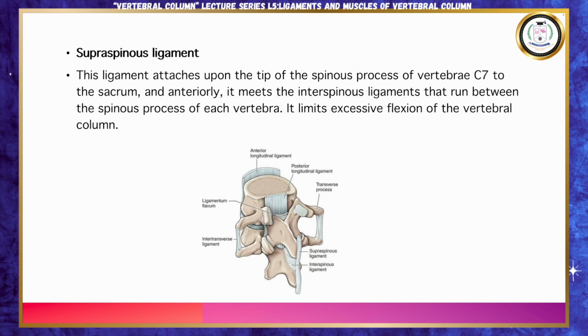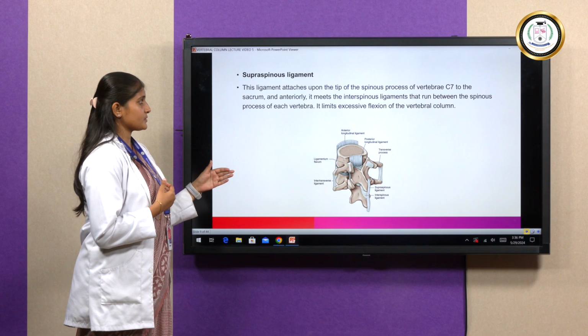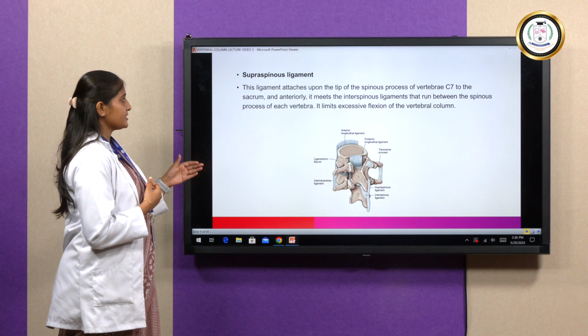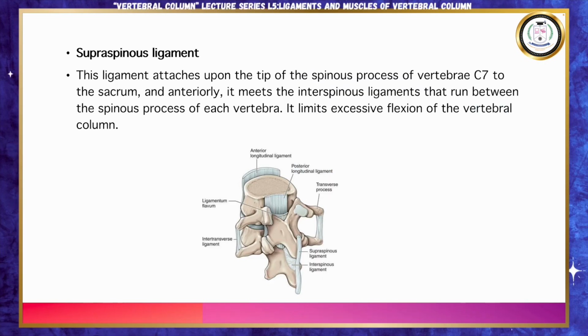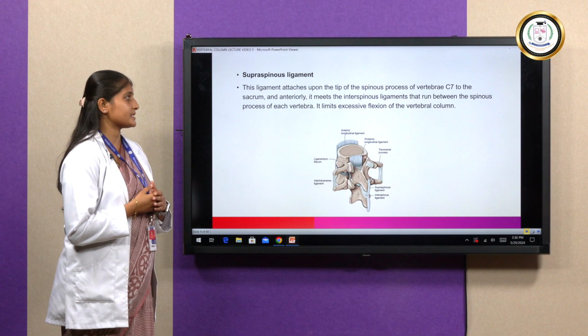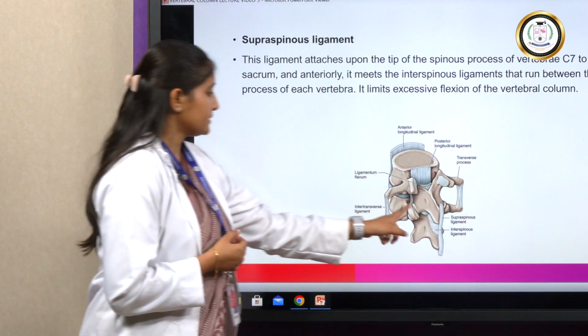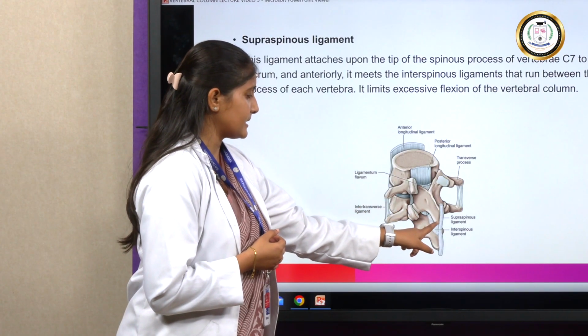Next we will see the supraspinous ligament. This ligament attaches to the tip of the spinous processes of vertebra C7 to the sacrum, and anteriorly it meets the interspinous ligament that runs between the spinous processes of each vertebra. It limits excessive flexion of the vertebral column. So this is the supraspinous ligament.